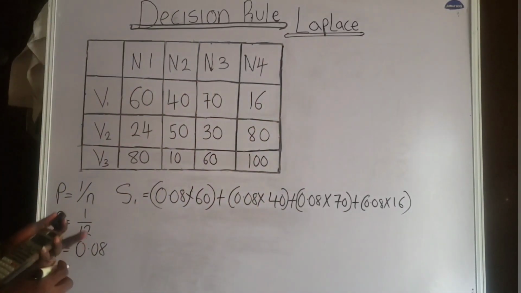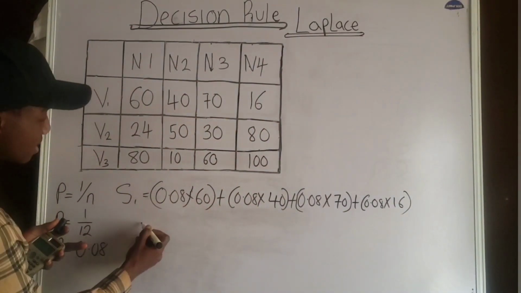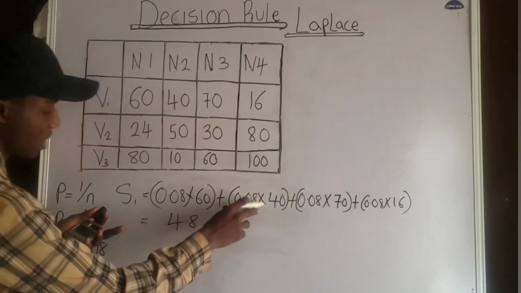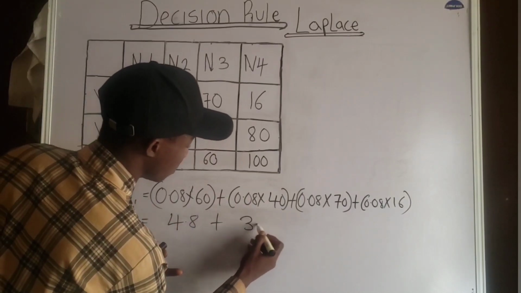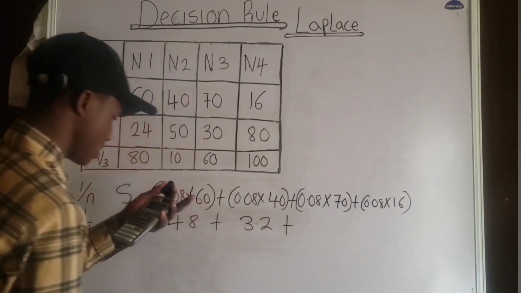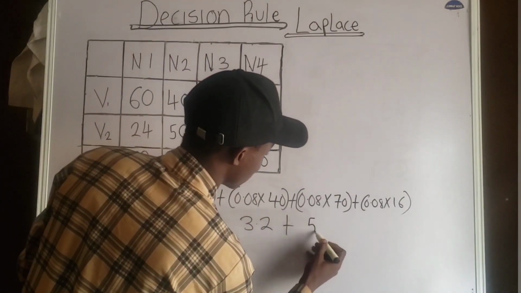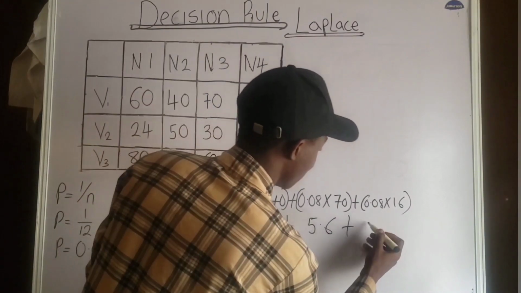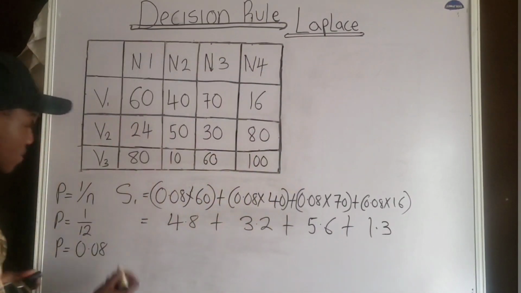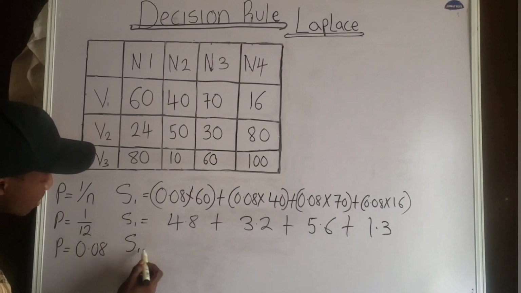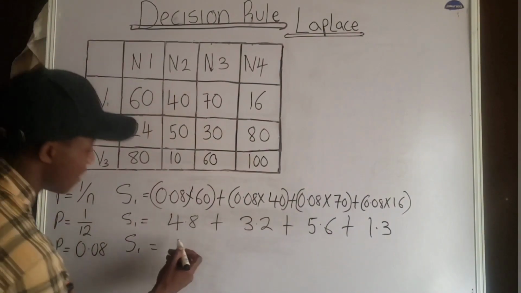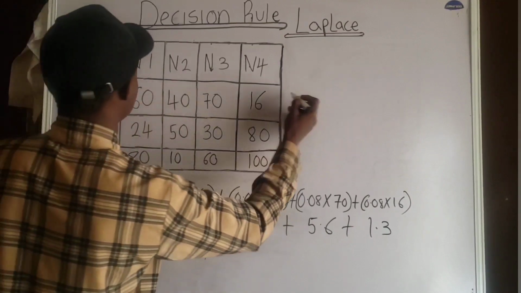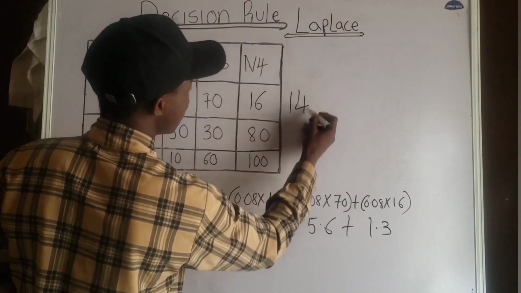If you multiply 0.08 by 60, that is 4.8. I have 4.8 here plus 3.2 plus 5.6 plus 1.3. So I'm going to have S1 equals, when I add this together, 14.9. So therefore, let me put it for variety 1. I'm going to have 14.9.